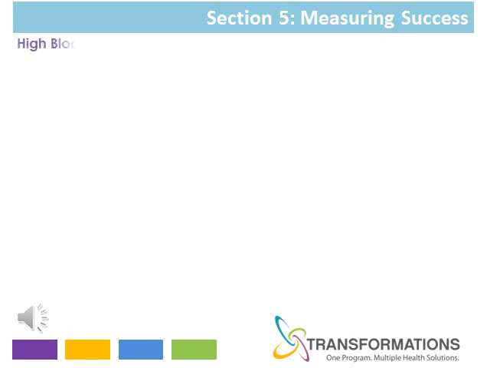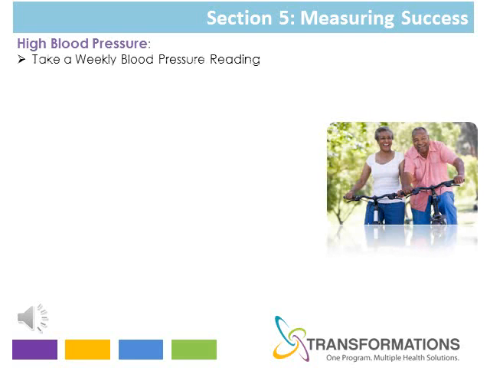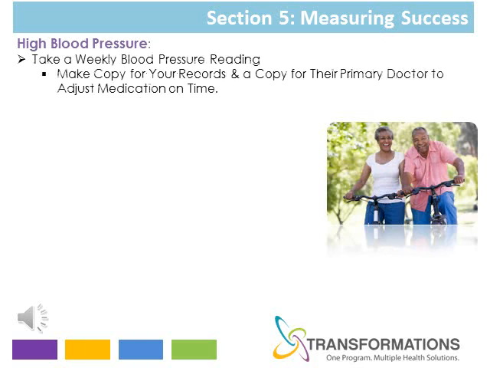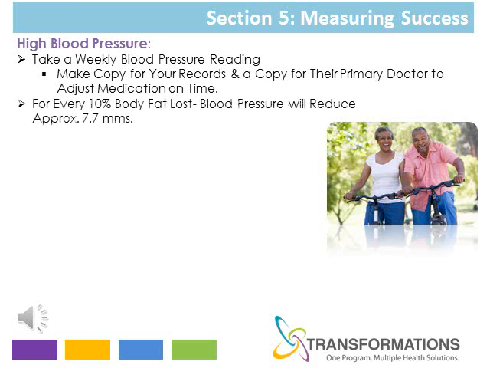Using homeopathy, herbs, or another method that you would use to support the detox process is fine. For patients on high blood pressure medication, take a weekly blood pressure reading and make a copy for your records as well as a copy for them to take to their primary doctor if that is not you, to have their medication adjusted on time. Otherwise, their blood pressure could go too low. For every 10% of body fat lost, the blood pressure will reduce approximately 7.7 mm's. It won't be as dramatic if genetic.